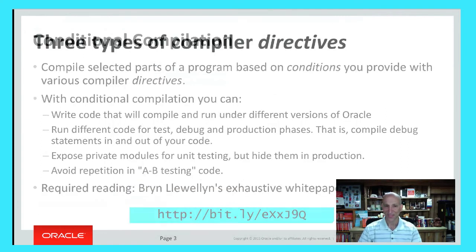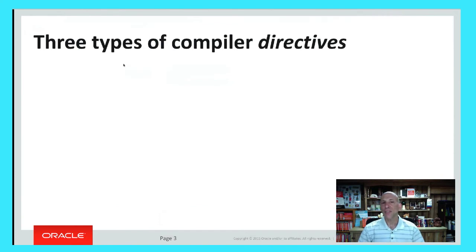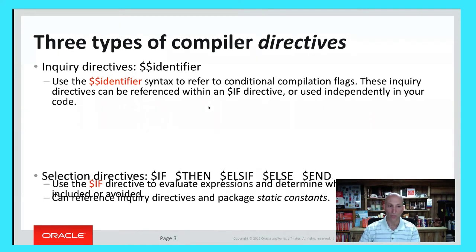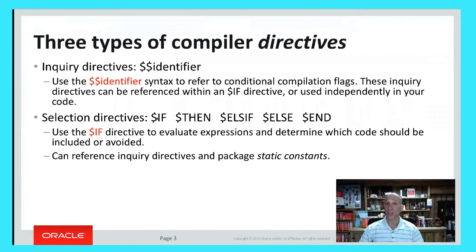Okay. Cruising along. There are 3 different types of compiler directives used in conditional compilation. The key thing to remember is that they all pretty much involve $ signs. If you see $ signs in your PL/SQL code or somebody else's, that means conditional compilation is at work. So we essentially have inquiry directives, which are kind of like flags or variables. They return a value that can be used in the selection directive, the $IF. We've got the selection directives, essentially conditional logic. If this is true, then do that, else if, else, and end. We don't have an end if, just $END.